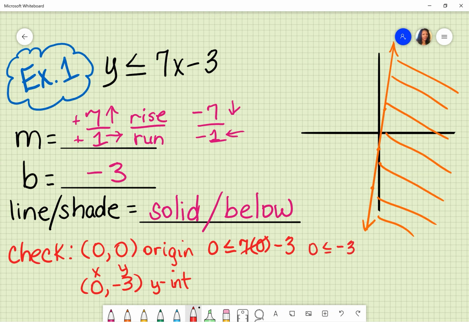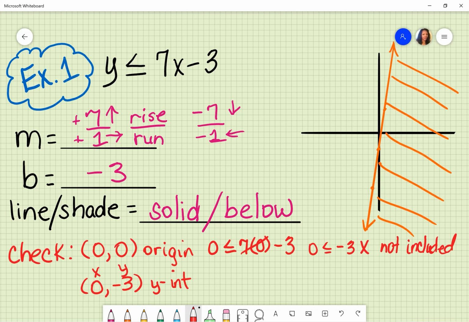We know that that is not true if we were to do a number line. So 0 is over here and -3 is here. And as you go to the right, it's getting bigger. So 0 is not less than, it's actually bigger. So if that is not true, that means that my origin is not included in my shaded area. So if I go back to my graph and look at the origin is on that side. So that means that side should not be shaded.